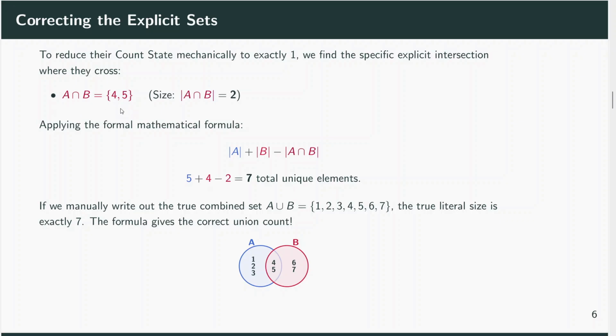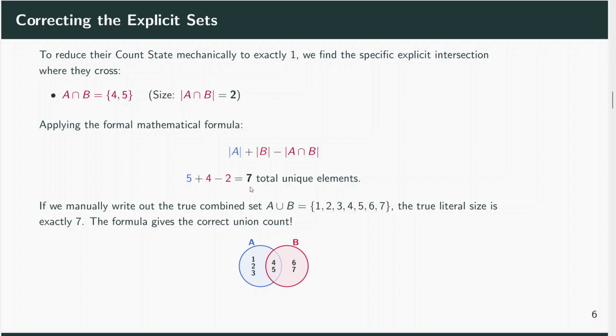Which elements appear in both lists? Look carefully. It is 4 and 5. So the intersection of A and B is the set containing 4 and 5. Its size is 2. Now we apply our formula. The size of A plus the size of B minus the size of A intersect B. Plugging in the numbers, 5 plus 4 minus 2.